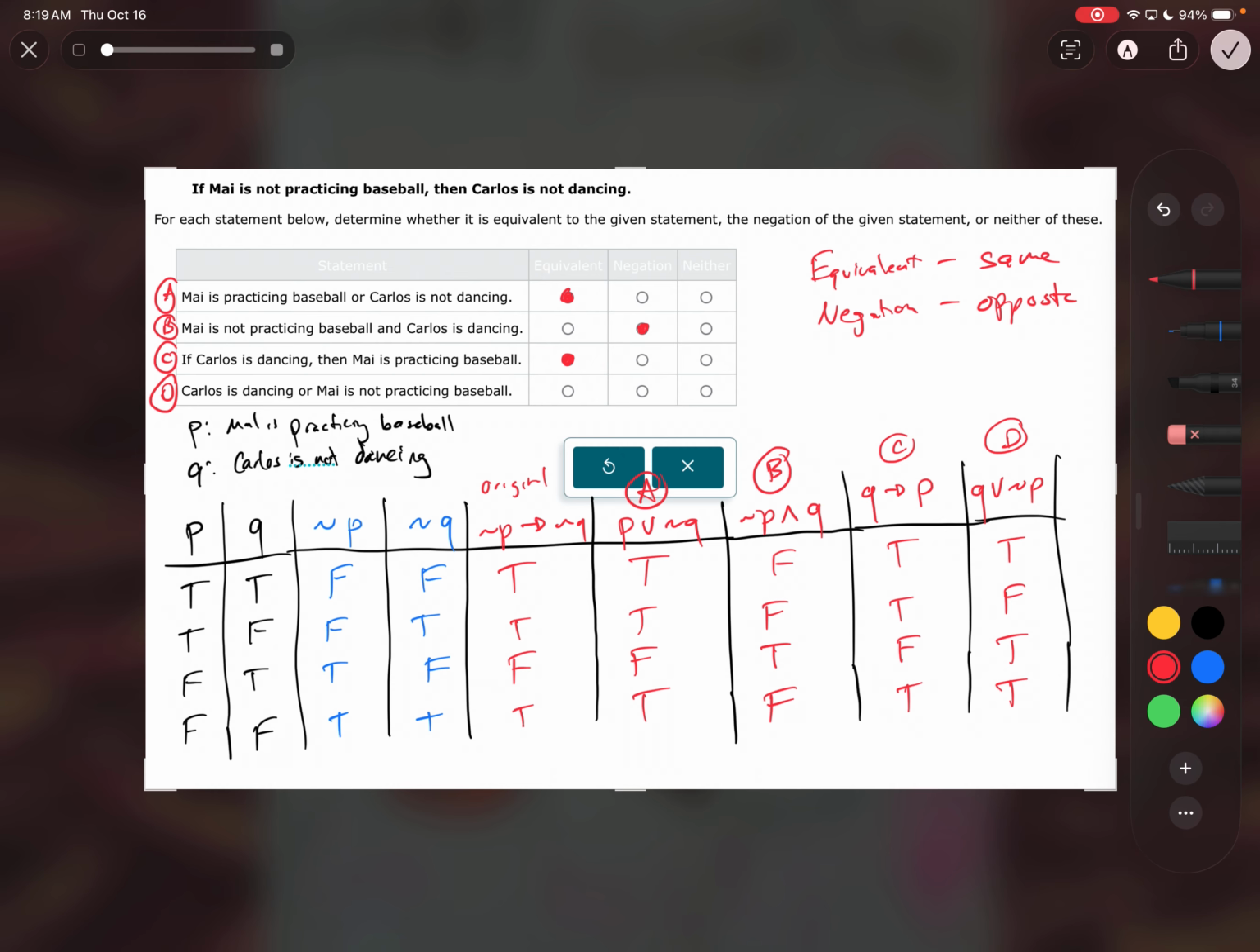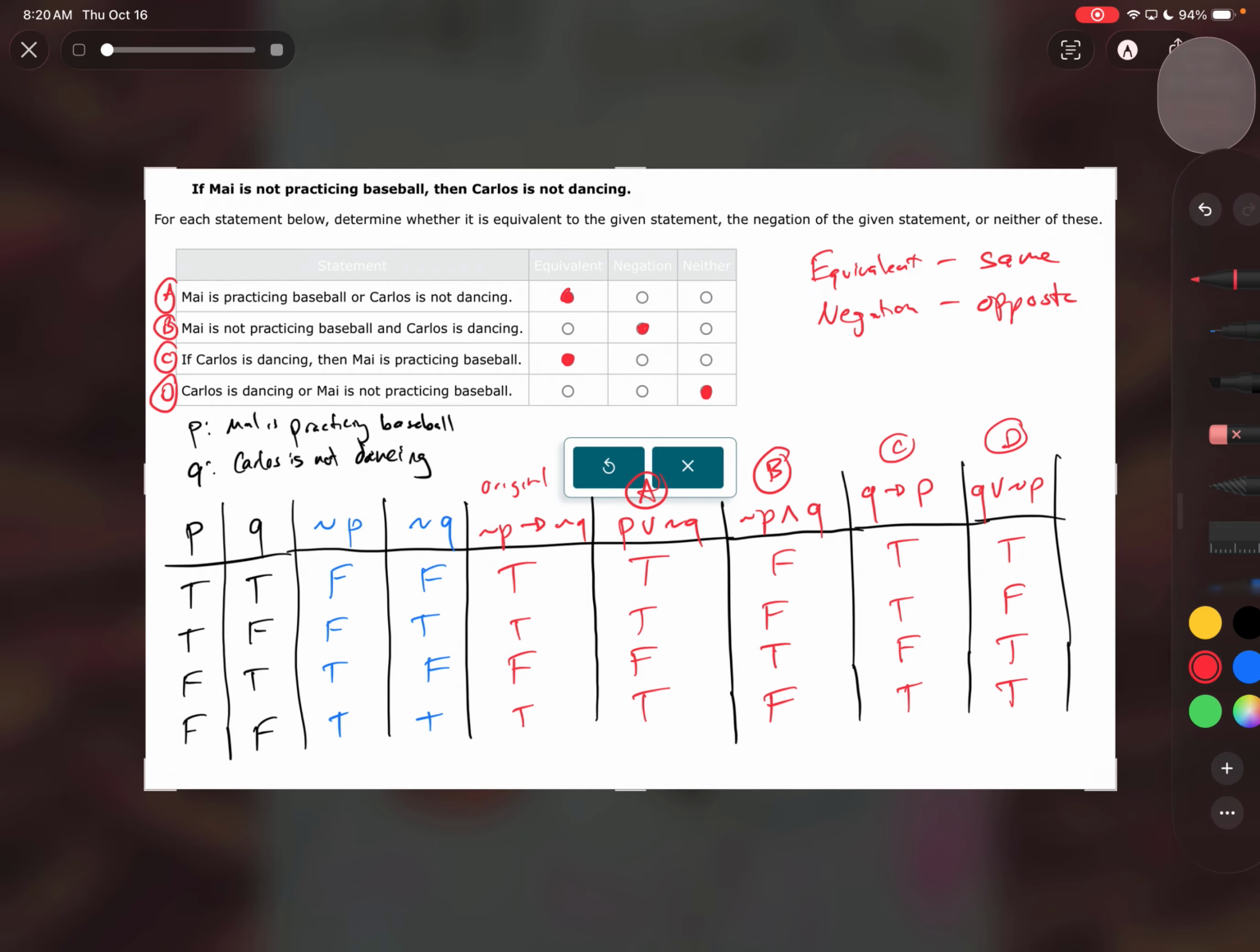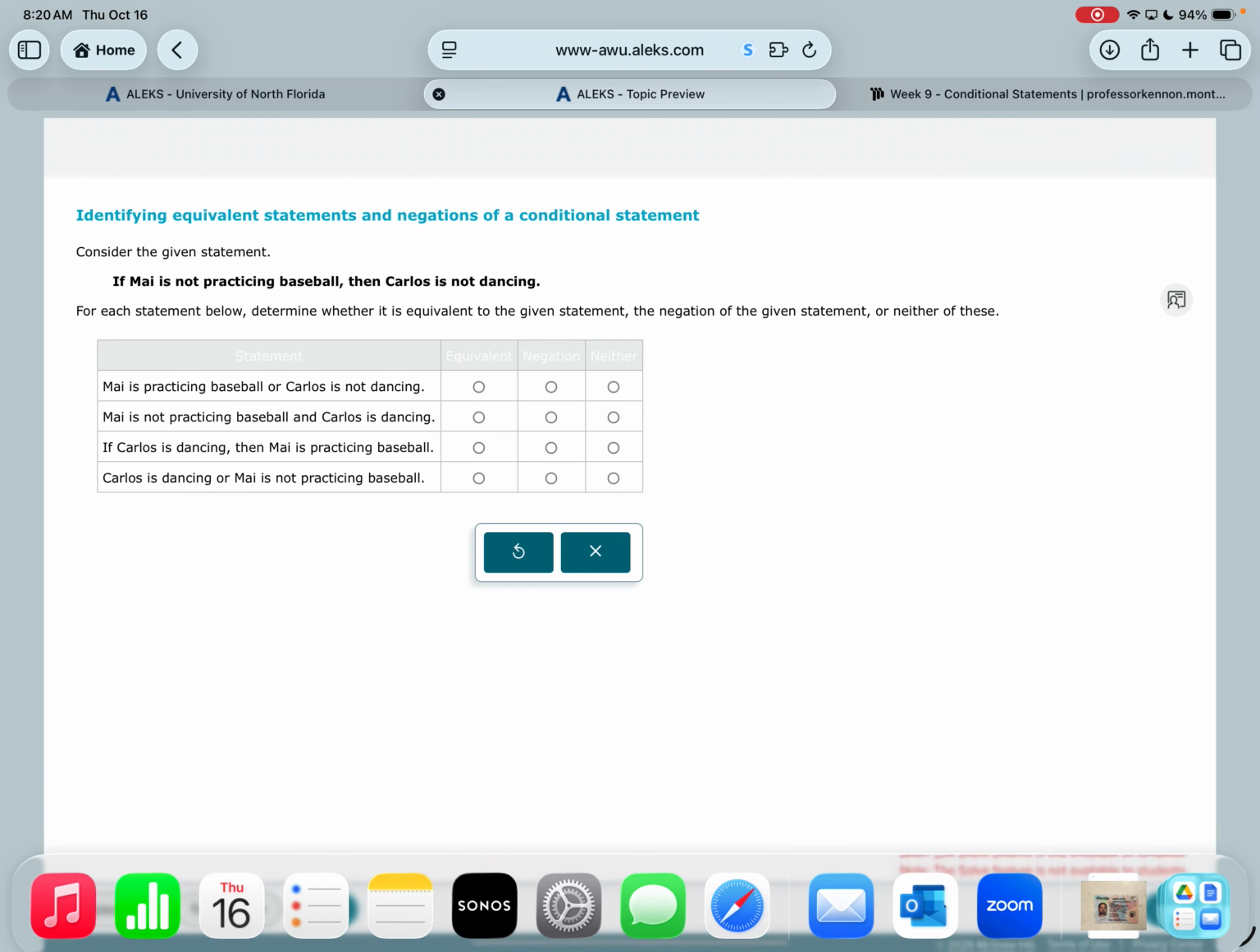Now I compare that to this. True, true, true, false, false, true, true, true. They are not either. It is not exactly opposite. Some of them are the same, some of them are different. So it's not exactly opposite and it's not the same, so it is neither. That's kind of a long problem. That kind of puts together everything we've done so far.